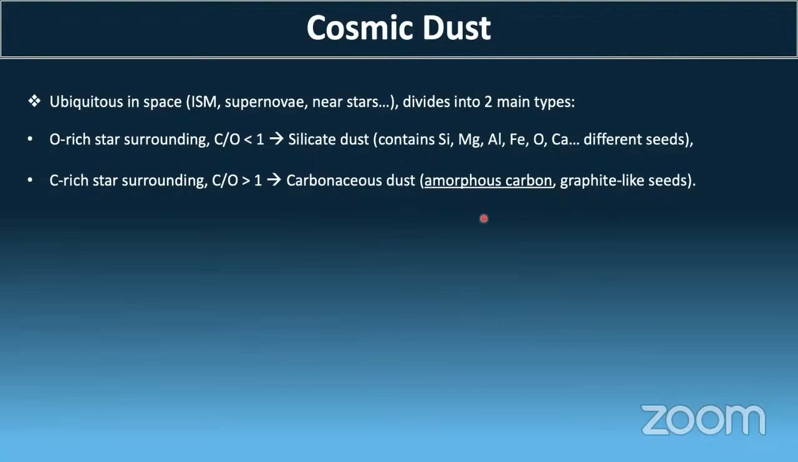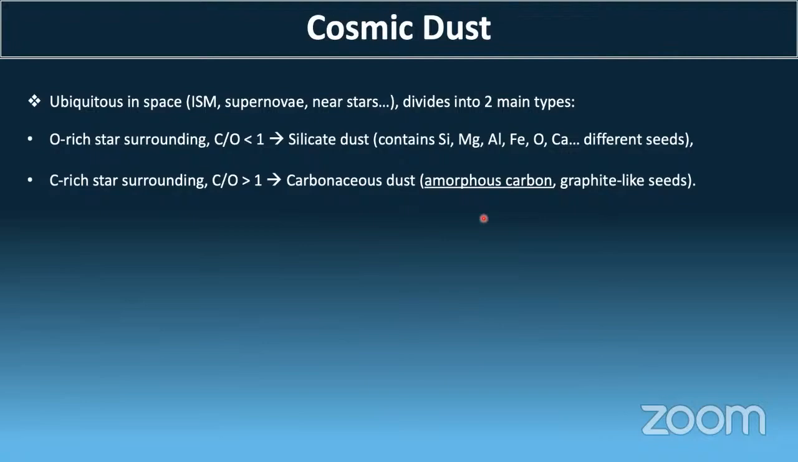The dust that is formed in those regions is a silicate type of dust, which is relatively complex and contains silicon, but also magnesium, aluminum, iron, oxygen, and calcium. There are many different types of this dust depending on the seed, with different proportions of those elements. So this dust is usually a bit complicated to model.